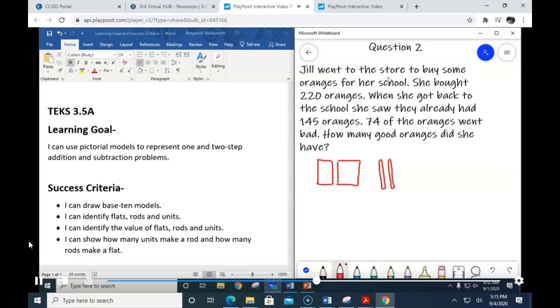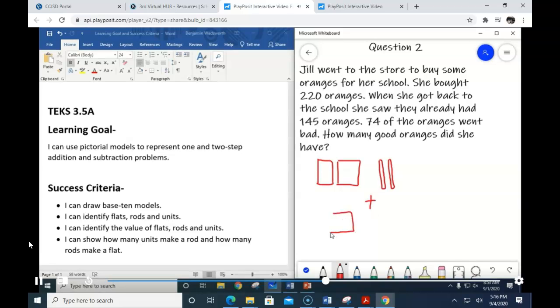Okay, now it says when she got back to the school, she saw they already had 145 oranges. So if Jill bought 220 oranges, but they already had 145 oranges, then we're going to add those together, right? So we'll just go ahead and draw our little add sign here so that we know that we're adding, okay? So it says they already had 145 oranges. So let's go ahead and draw that in base 10 model.